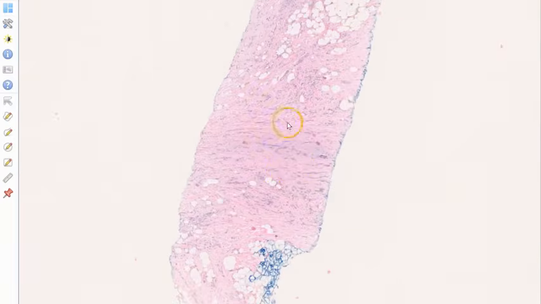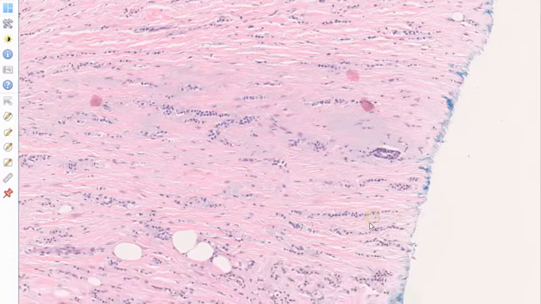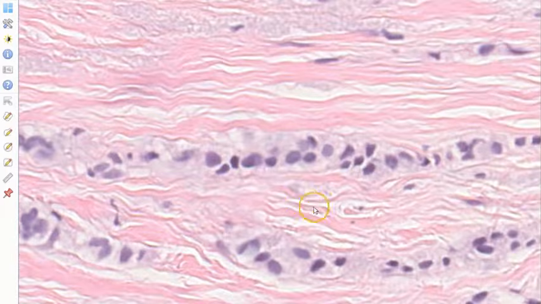In this core, we can see that the pink collagenous or fibrous stroma appears to be a little bit more cellular. We can appreciate that there are cells that appear to be arranged in a single file arrangement or in cords. And looking more closely, we can see these single file arrangements of cells with relatively small nuclei. Zooming in, we can appreciate that these cells have quite small nuclei, relatively scant, pale cytoplasm.